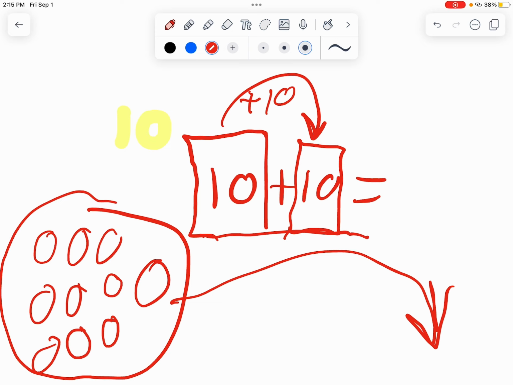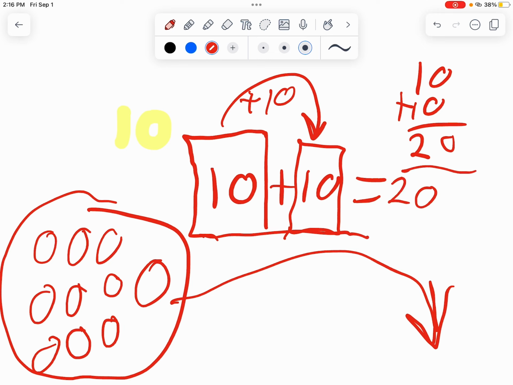So basically, another way to do this is you just do 0 plus 0 is 0, and 1 plus 1 equals 2. Therefore, there's 20. So 20 is your answer for 10 plus 10.